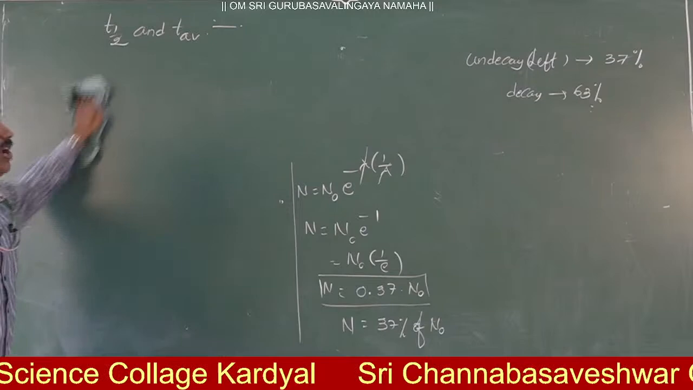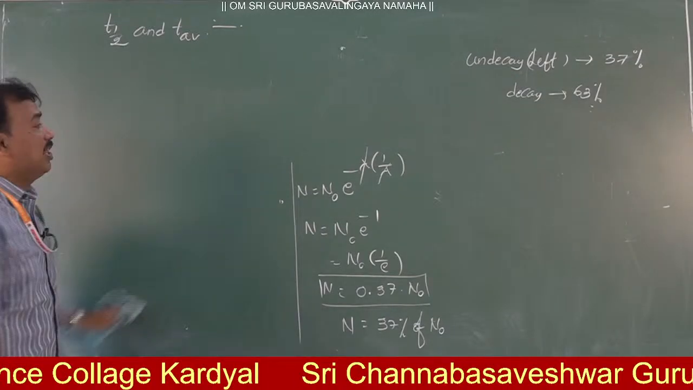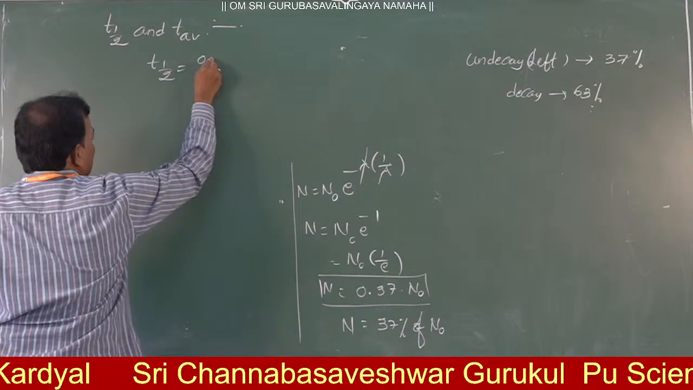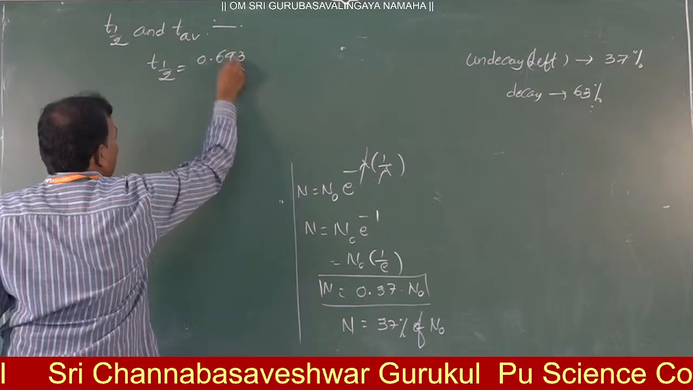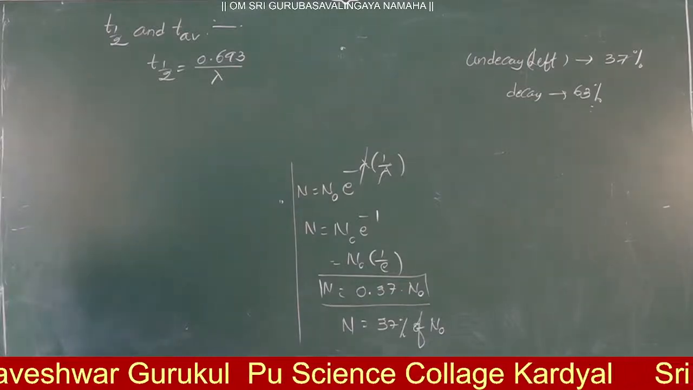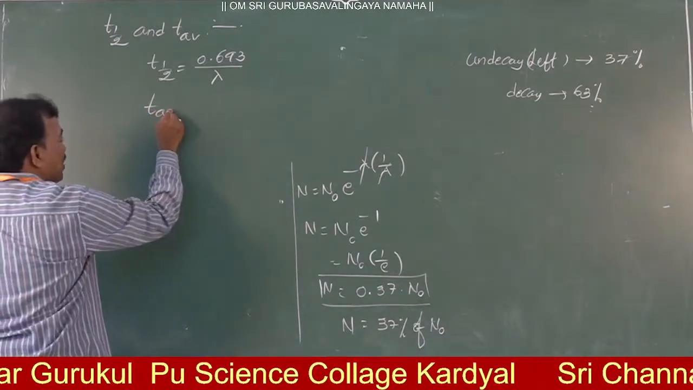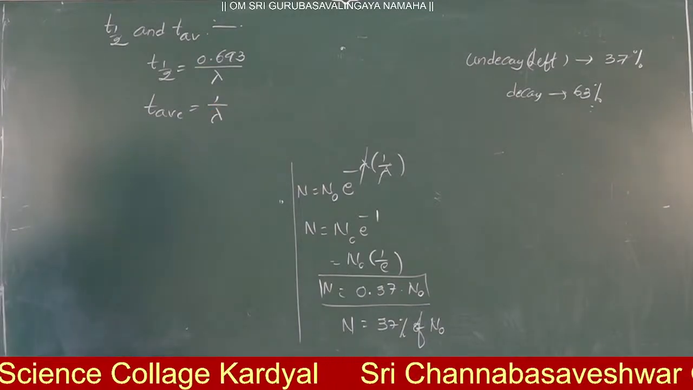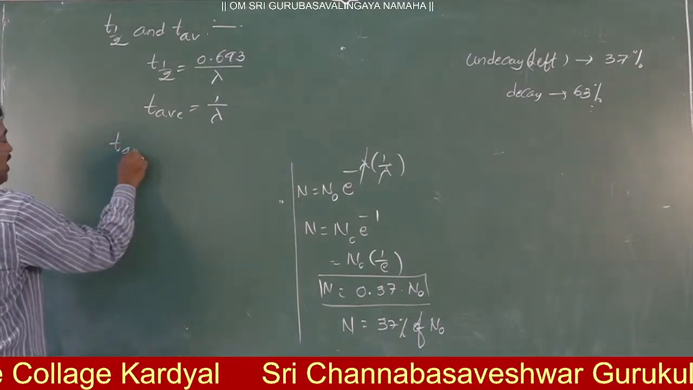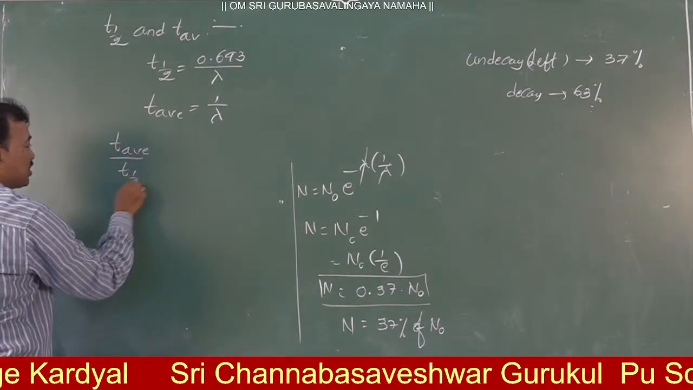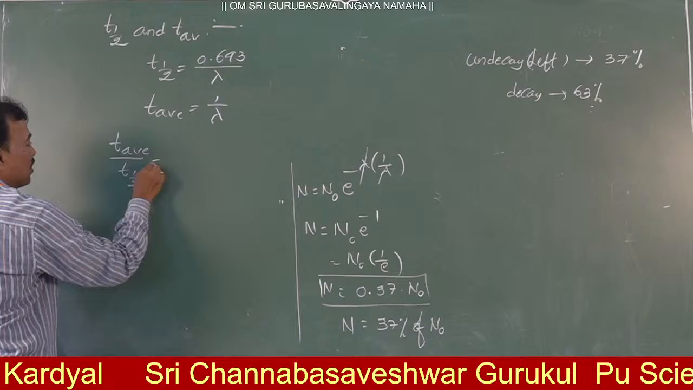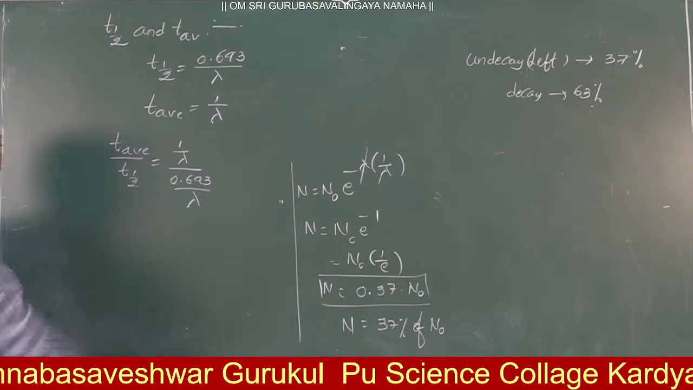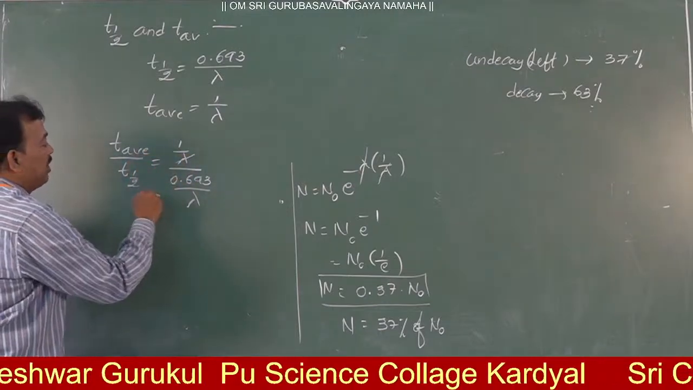So what are T half and T average? T half is equal to 0.693 by lambda. Next, T average is equal to 1 by lambda. Now dividing these two equations, T average by T half is equal to 1 by lambda divided by 0.693 by lambda. In this equation, lambda and lambda cancel.